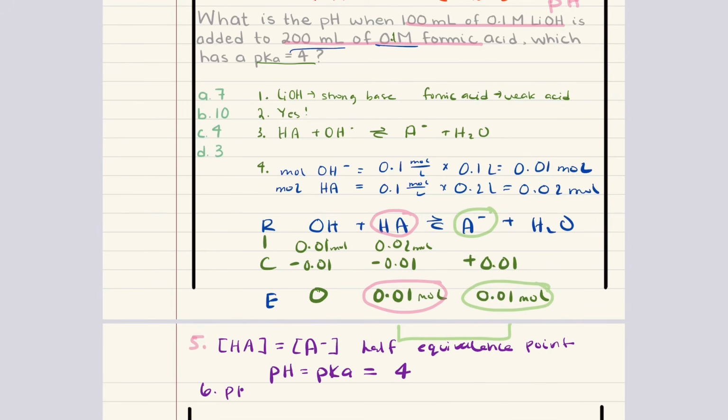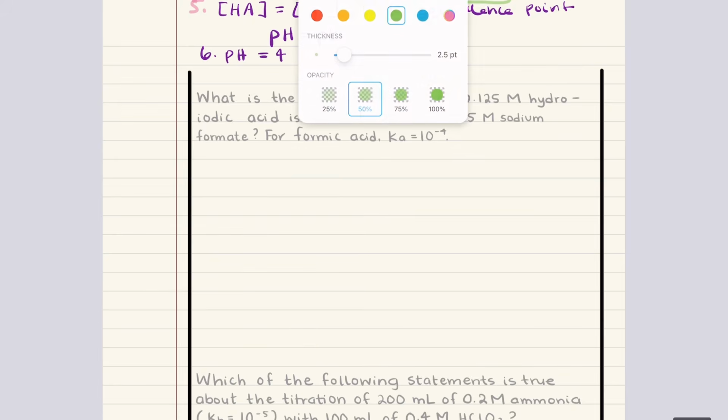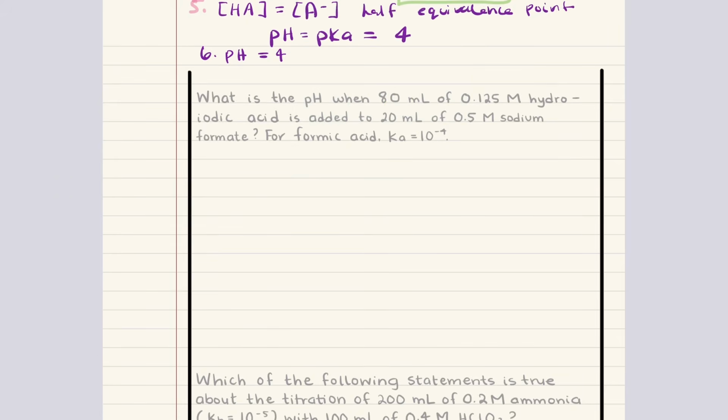Our final step is to report the requested quantity and do a quick sanity check. The result is pretty consistent with the theory we covered earlier at half equivalence. For a weak acid conjugate base pair, the pH equals the pKa. We can now move into the third problem.